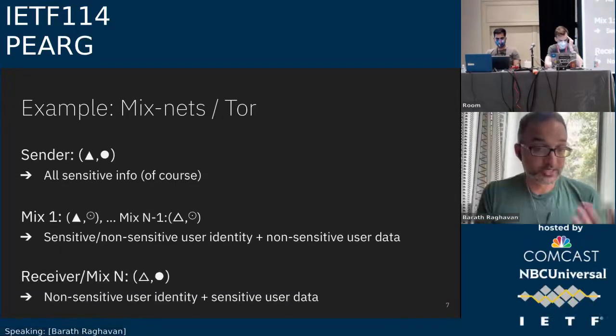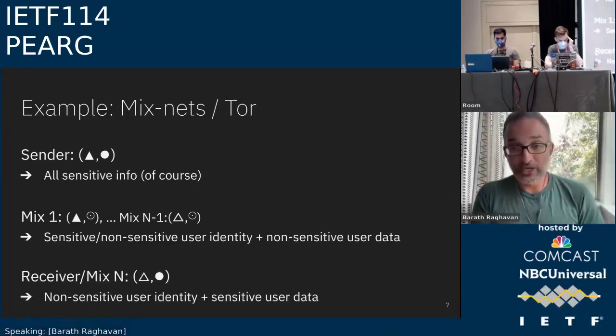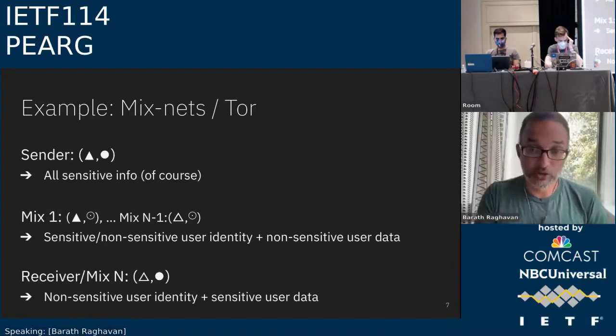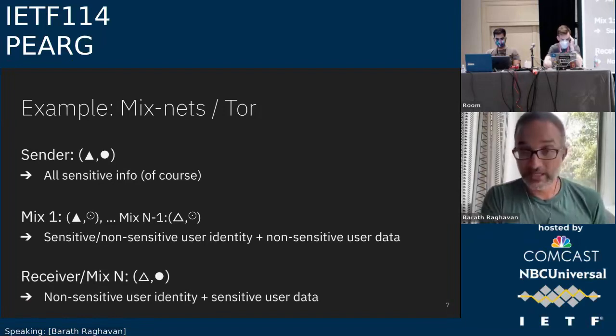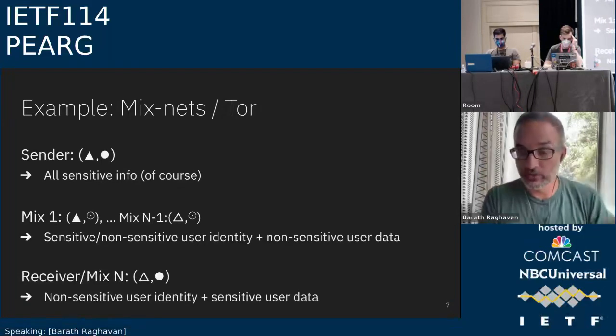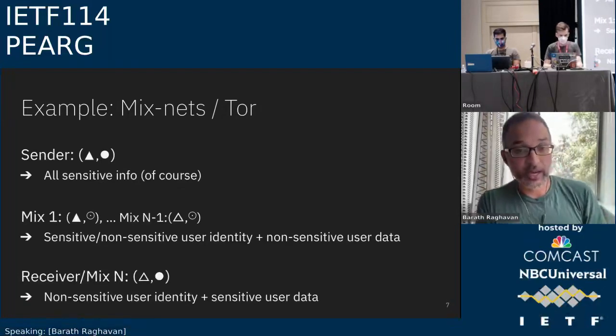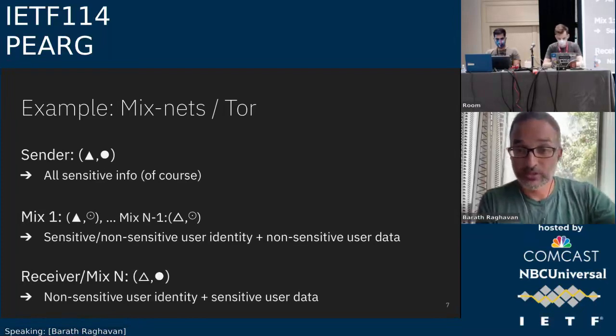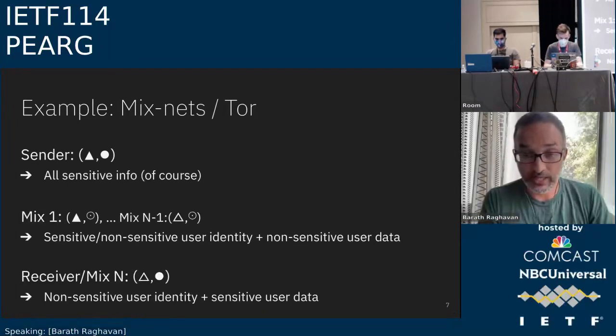So in this context, the sender, of course, has all the sensitive information. I'm the sender, I'm the user, and I know, of course, my identity, so the triangle, and the data that I'm requesting. So that's the filled circle. Now, the first mix here knows my identity in some form, in the sense that I have to talk to them. So they know my IP address, or some sort of network identity for me. And then the subsequent hops know less and less. They don't even know who I am. They just know that they got a message from somebody. And there's the request itself, which they don't know.